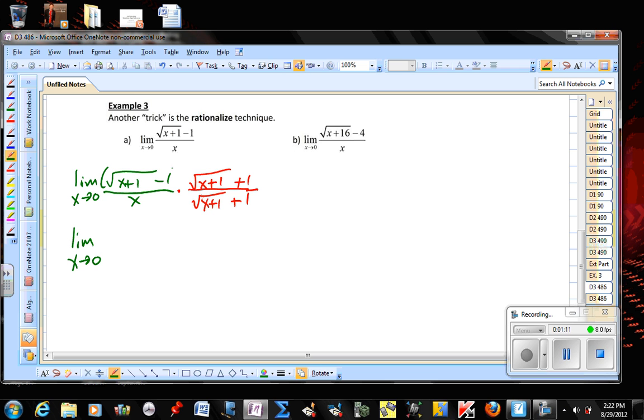Remember that multiplying conjugates results in the difference of two squares. So square the first term, we get x plus 1. Square the second term, we get 1. We'll subtract those, difference of two squares. And we'll have x times the quantity, root x plus 1 plus 1 in the denominator. Well, right now we can tell that plus 1 and minus 1 eliminate each other.